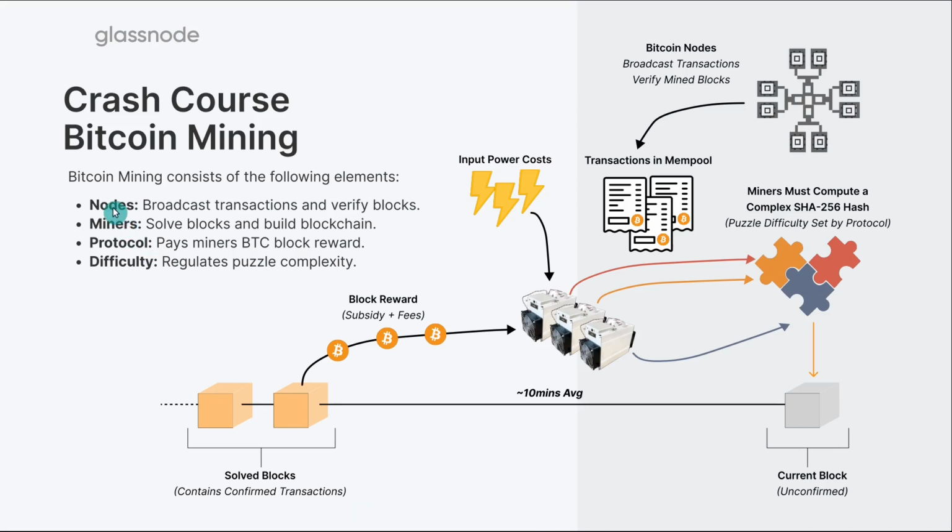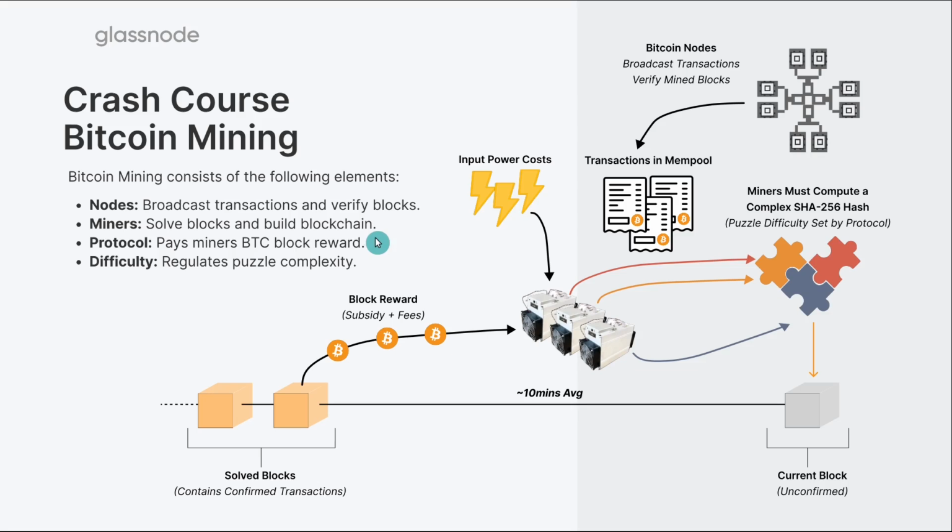We have the Bitcoin nodes. Now these are elements, they can be Raspberry Pis, they can be laptops or computers. They broadcast transactions and verify blocks. So whenever you use a Bitcoin wallet, it will talk to a node and then that node will broadcast that transaction. Now the miner's job is to solve the blocks and actually put all of those transactions into a block and build the blockchain. Now, once they've solved the block, the nodes will come in and actually verify it. So the nodes are the ones that are checking the rules, and the Bitcoin miners are the ones that are putting the transactions into blocks.